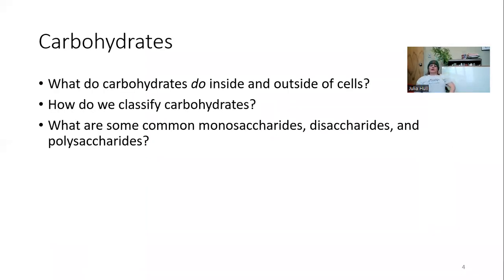So, as you guys are prepping for your exam, you want to be able to answer these questions fully. What is the role of carbohydrates in and outside of the cells? How do we classify carbohydrates, and what are some common monosaccharides, some disaccharides, and some polysaccharides? First of all, what the heck do all those words mean? I will tell you in a minute.